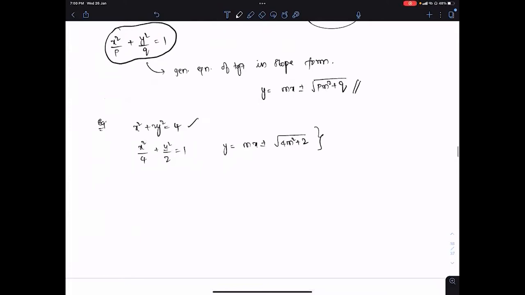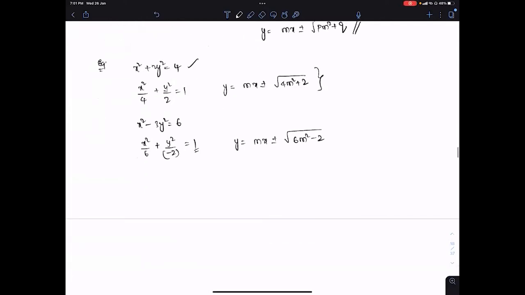Okay. For example, let's say you have x square minus 3y square equals 6, which is x square by 6 plus y square by minus 2 equals 1. Always write in the standard form. Right side must be plus 1, and x square by something, plus must be there in between, y square by something. So what will be the general equation of tangent? y equals mx plus or minus square root of 6m square minus 2. Correct? pm square plus q. So this will work for any curve which is of this form.